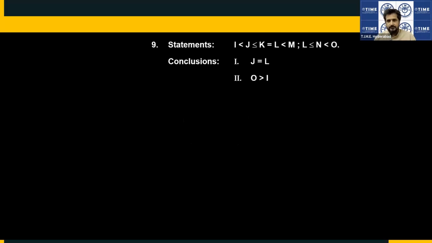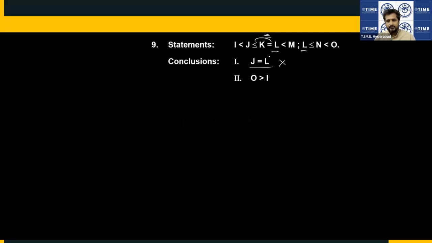Now here the common term is in the middle of the statement, so combining may be a little bit difficult. So don't combine it. Let's move on to the conclusions. The first conclusion is between J and L, and J and L are both in the same statement. So what conclusion can we get? Less than or equal to leads to less than or equal to: J less than or equal to L. But what is given? J equal to L does not follow.